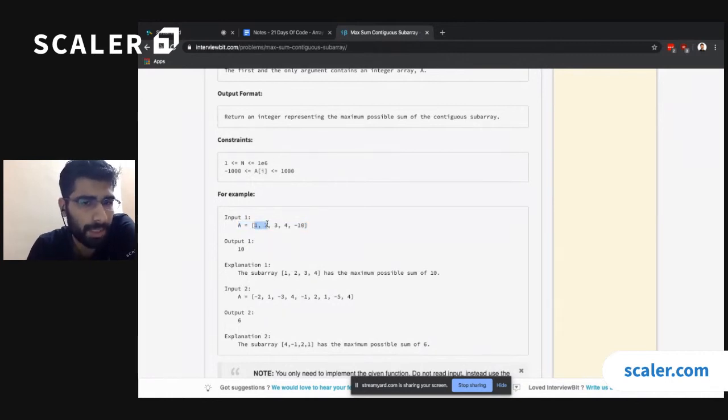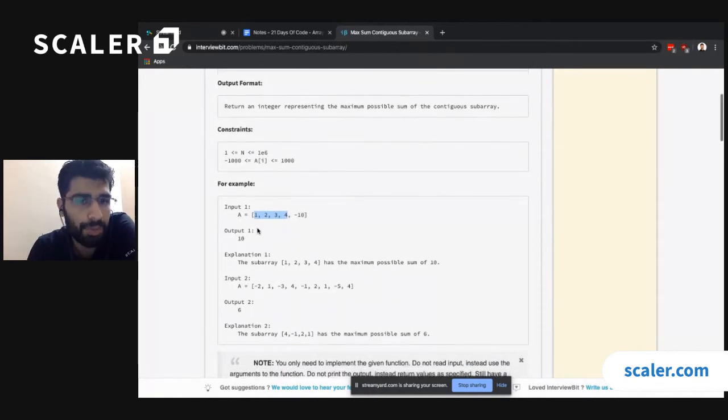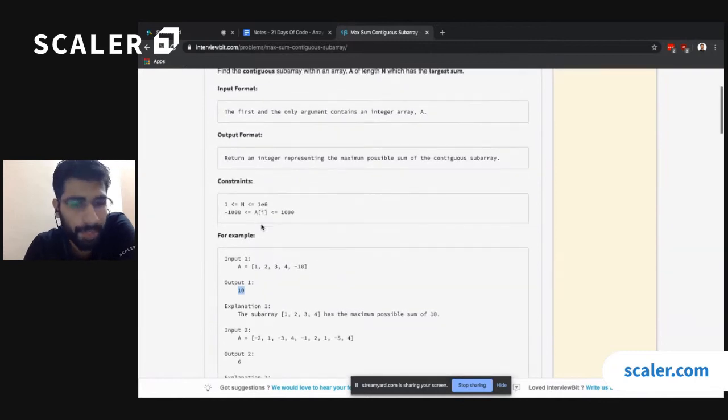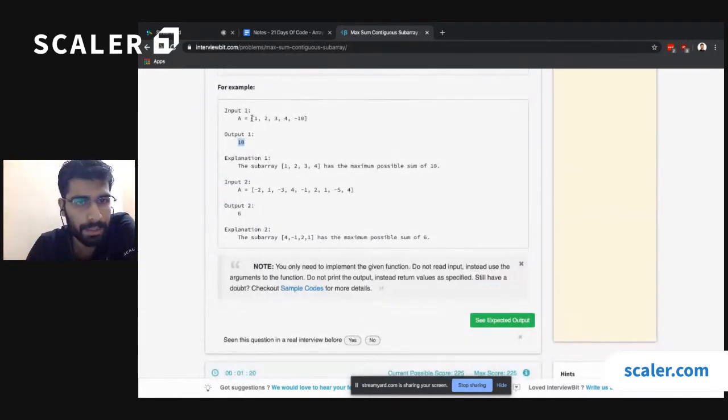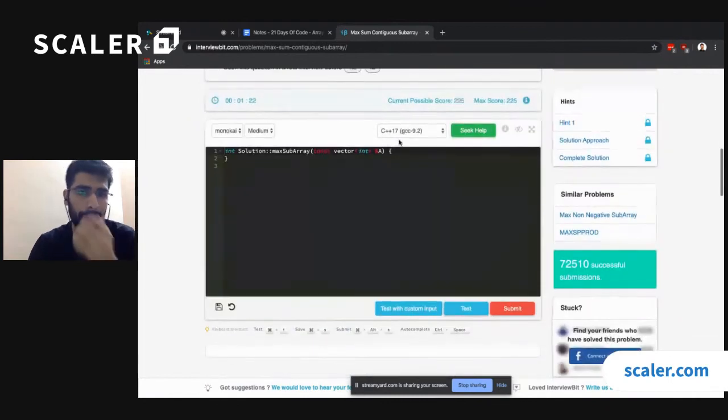For example, this subarray has sum 2, this has sum 2 plus 3, 5, plus 4, 9, this has sum 3 plus 4, 7, minus 10, which is minus 3. One thing to note here is that the numbers can be negative. I think the largest answer will be here 1 plus 2 plus 3 plus 4, which is 10. We have to just return the integer, which is basically the largest sum. We don't have to return the indexes. Let us take this example only: 1, 2, 3, 4, minus 10.